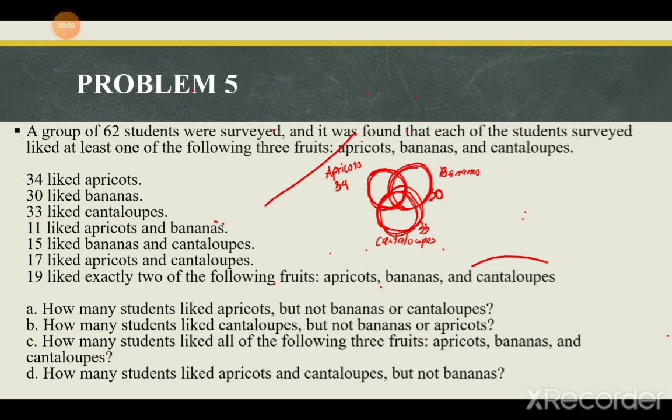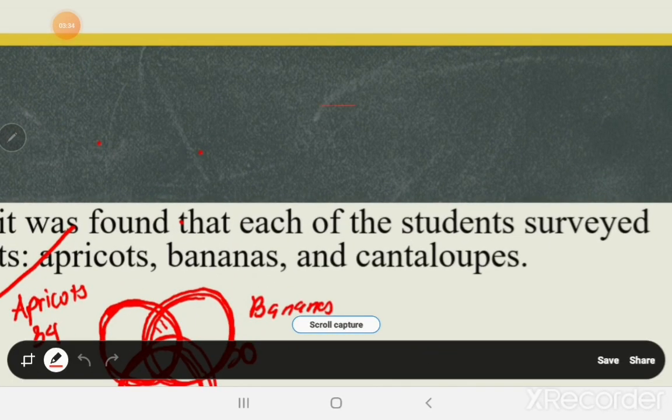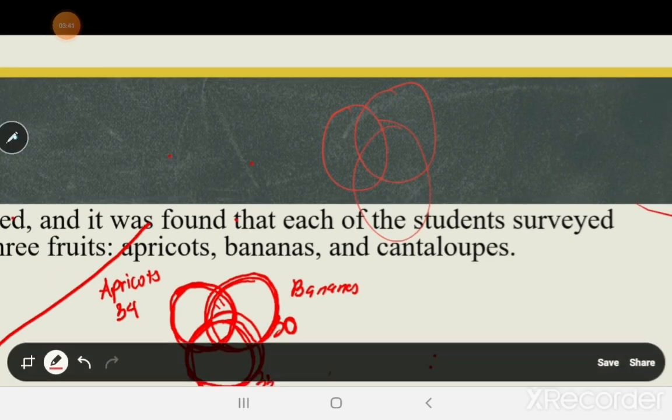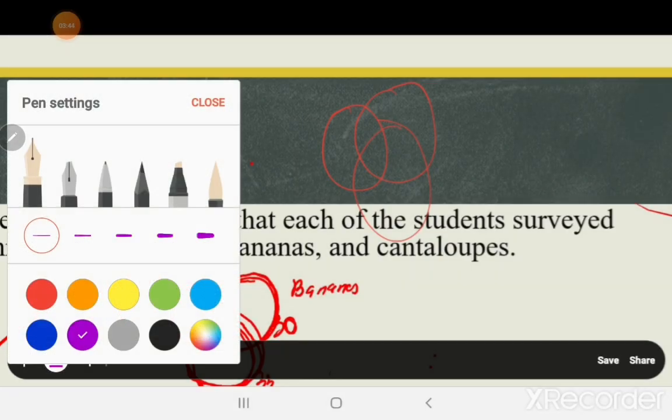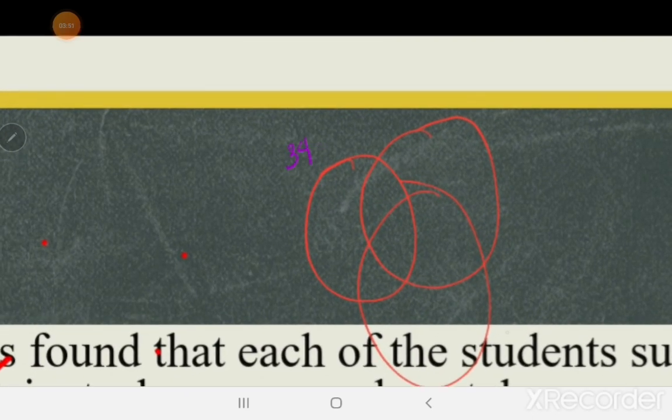Take note that there are 11 people who like apricots and bananas, 15 people who like bananas and cantaloupes, 17 people who like cantaloupes and apricots, and 19 who like exactly 2 of the following fruits. Let's share the screen so we can see the differences better. I'll make the circles. We place the givens: 34, 33, and 30.